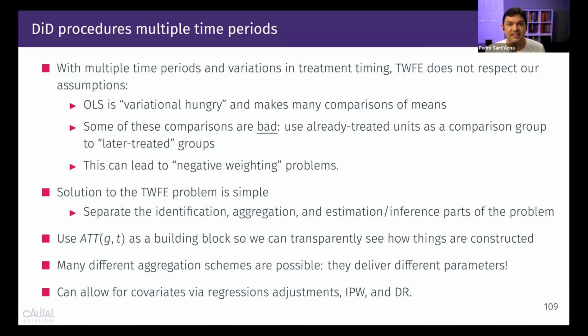You can use the ATTGTs as building blocks. We can glue these building blocks together, right? And once we do that, we don't lose much information or precision compared to two-way fixed effects, and we gain back this kind of policy relevance because our weights are highly interpretable, right?